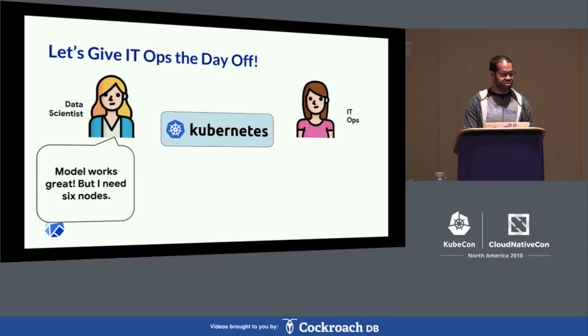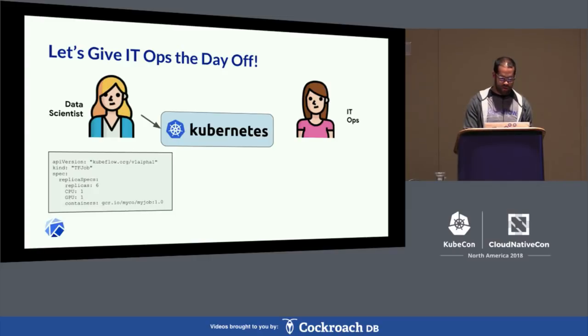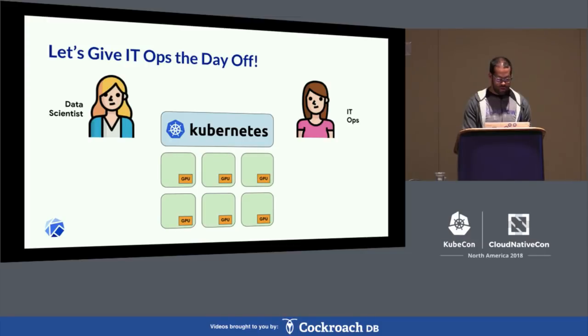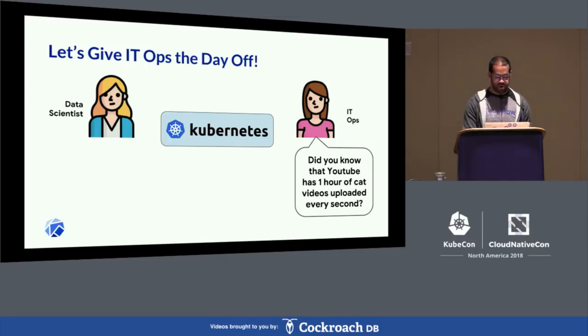So let's see what this looks like now that we have autoscaling. Model works great, but I need 6 nodes. All right, so I create a simple definition here. We got some 6 nodes, job's done. Oh, I guess we gave IT some time to look up cat videos, great.